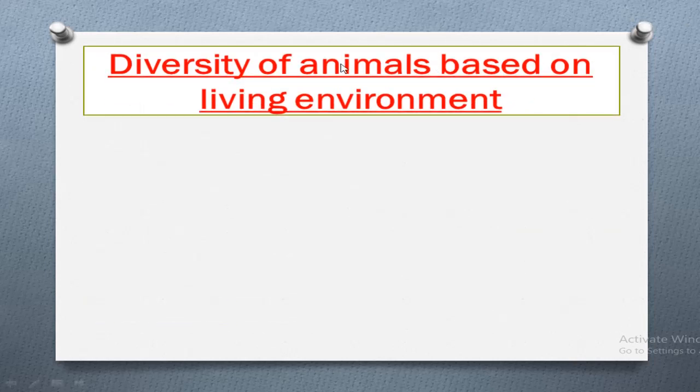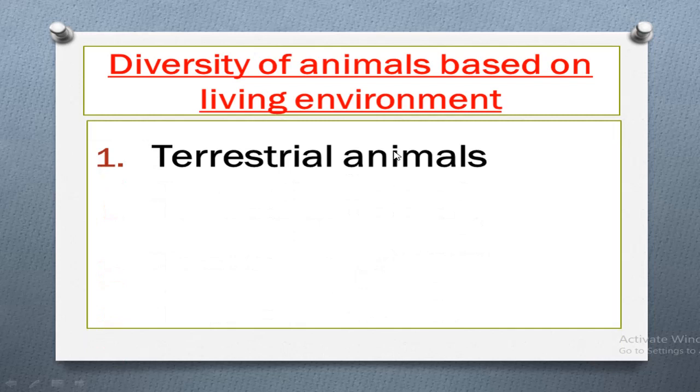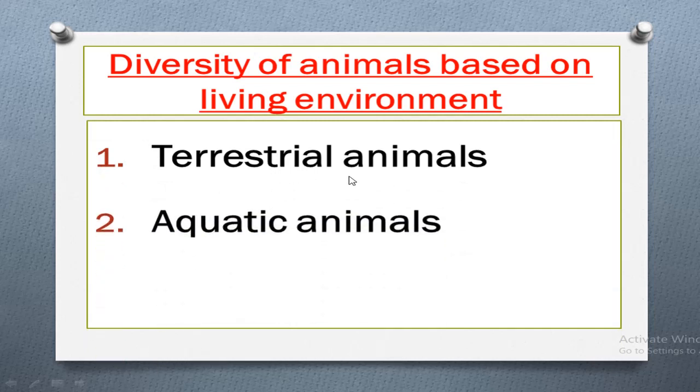Diversity of animals based on living environment. According to the living environment, animals can be divided into terrestrial animals, aquatic animals, and air animals. Terrestrial animals mean animals on the land, aquatic animals mean animals in the water, air animals mean animals in the air. Right? Those are the types of animals that differ according to the living environment.